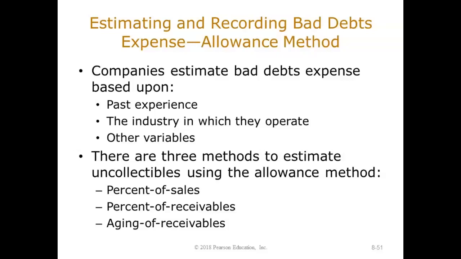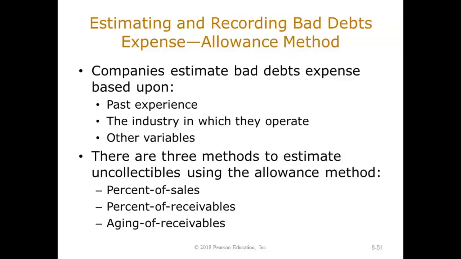Now, there are three methods of estimating bad debt expense using the allowance method. We're going to take a look at percent of sales, percent of receivables, and the aging of receivables. The first two, you could definitely use if you're probably a new company. The aging of accounts receivable is a better measurement of uncollectible bad debt accounts. With the aging, you're actually getting a good handle on how well you're going to collect your accounts receivable.